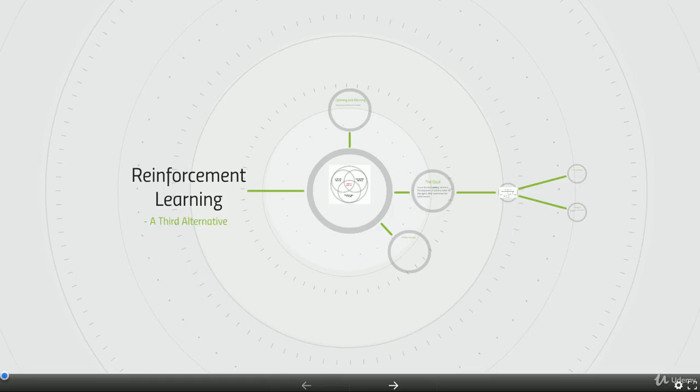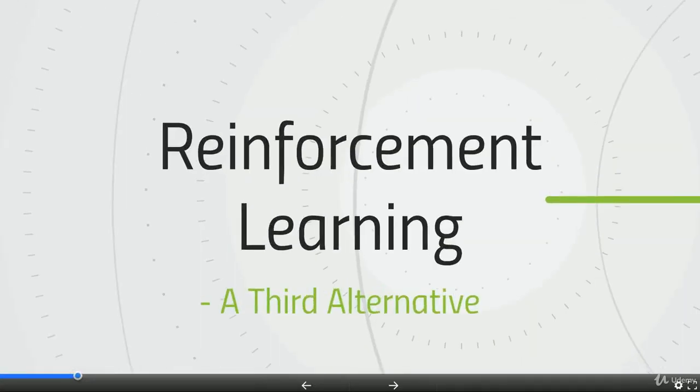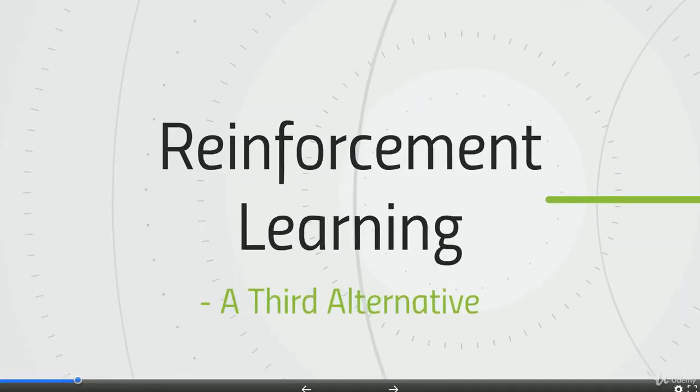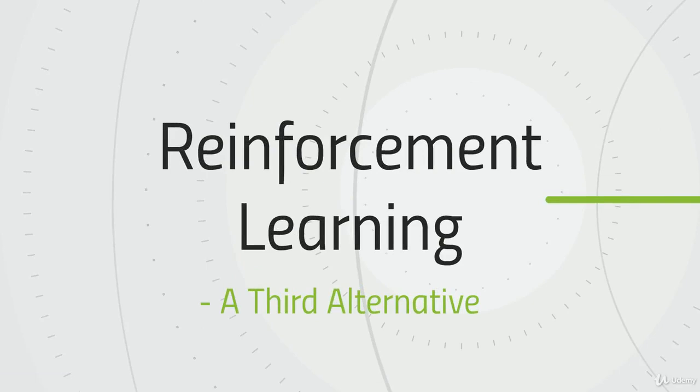Welcome back. This is the fourth and final video of Unit 3, and it is going to cover reinforcement learning. Reinforcement learning, once again, is a third alternative. It's not supervised learning, it's not unsupervised learning, but we're going to explain it here and now because this is one of the coolest parts of machine learning and is actually going to be the focal point for our final project in this class. So it's important that we cover it and understand how and why it works.